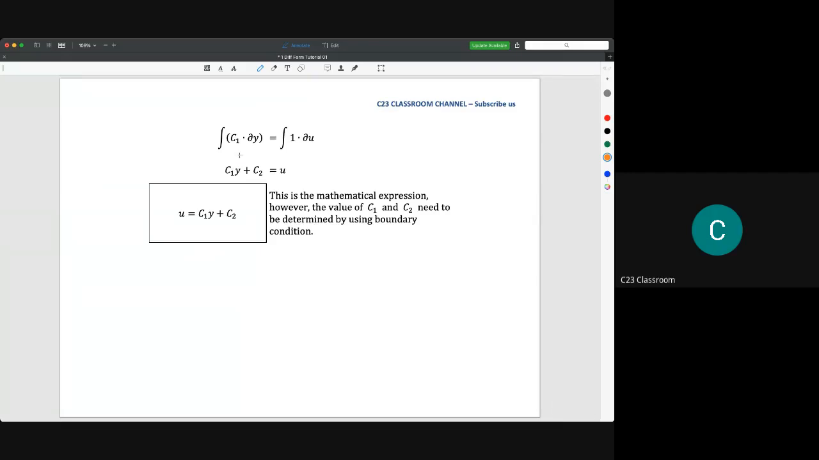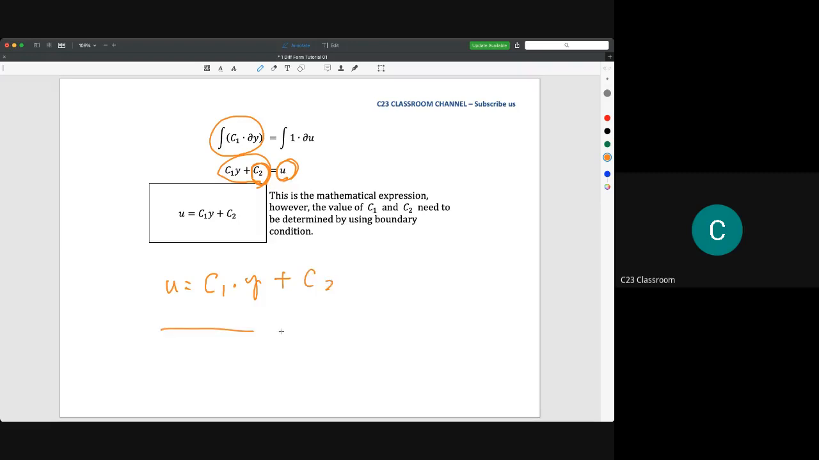So yang ni saya rasa awak pun boleh nampak, kita kamirkan C1 dan dy, so kita akan dapat C1y plus C2, di mana C2 di sini adalah constant, and it is equal to integral of du, so we have actually integral of 1 du, so we will get u. So then we get u is equal to C1y plus C2.